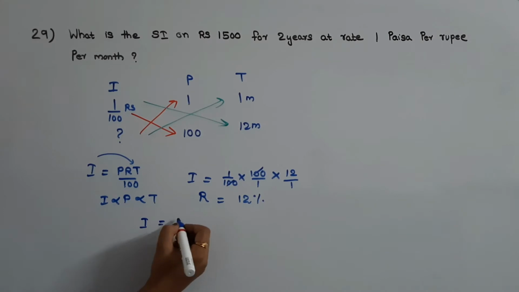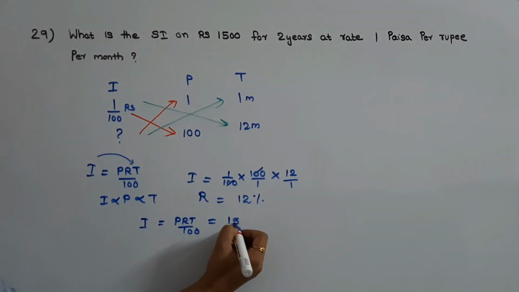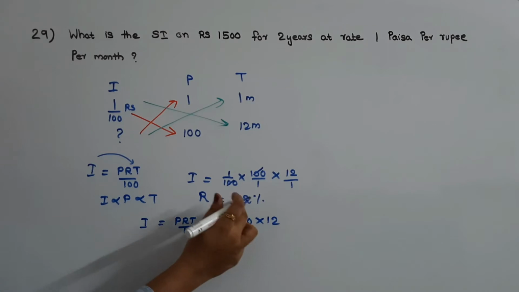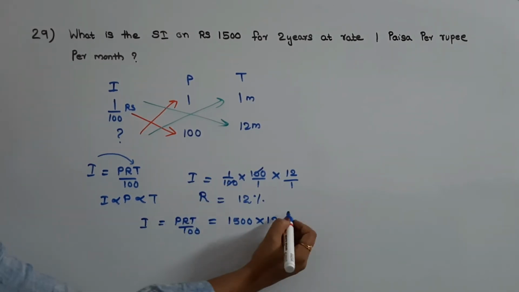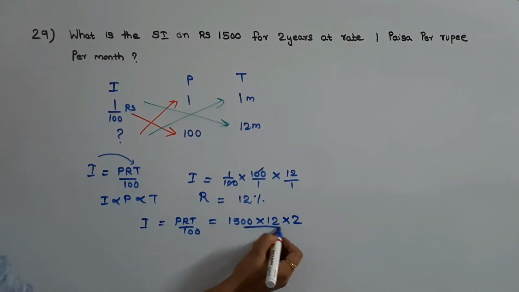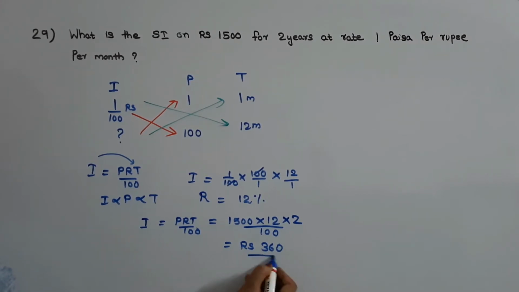Simple interest is equal to P into R into T by 100, that is equal to principal is given as 1500 and the rate we found as 12, or better, directly remember it, into time period is 2 years by 100. So that is equal to rupees 360. On solving this, you will get the answer as rupees 360.